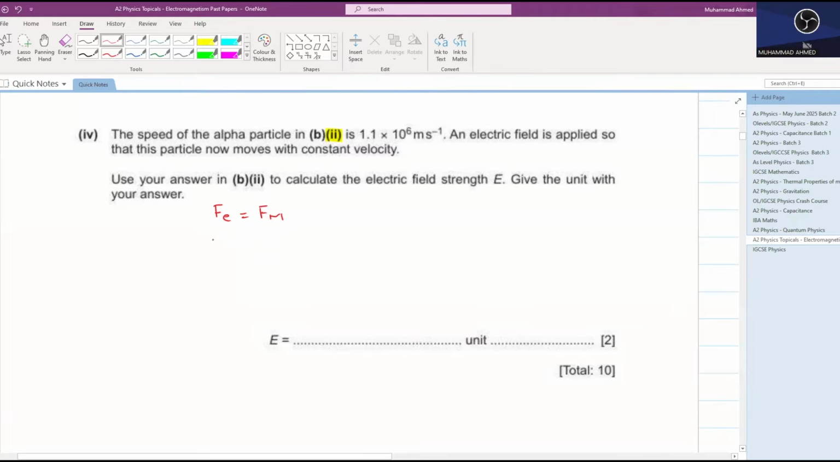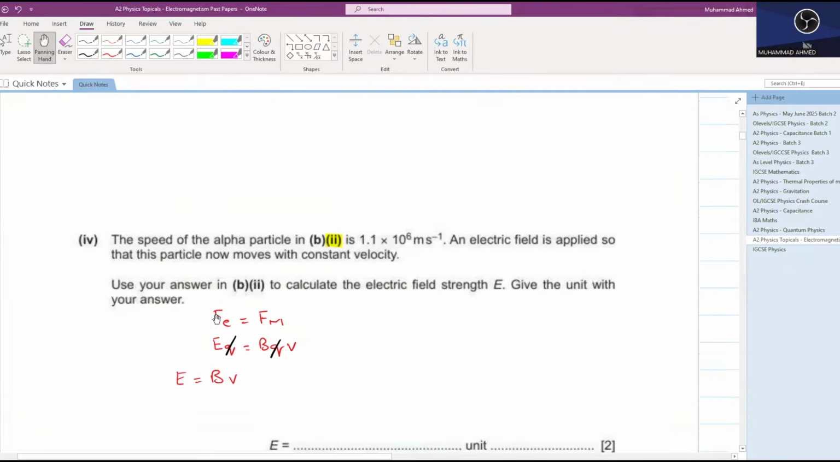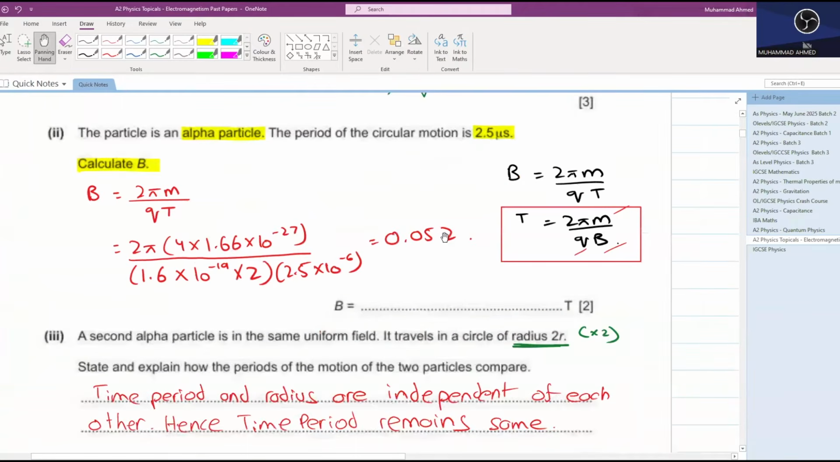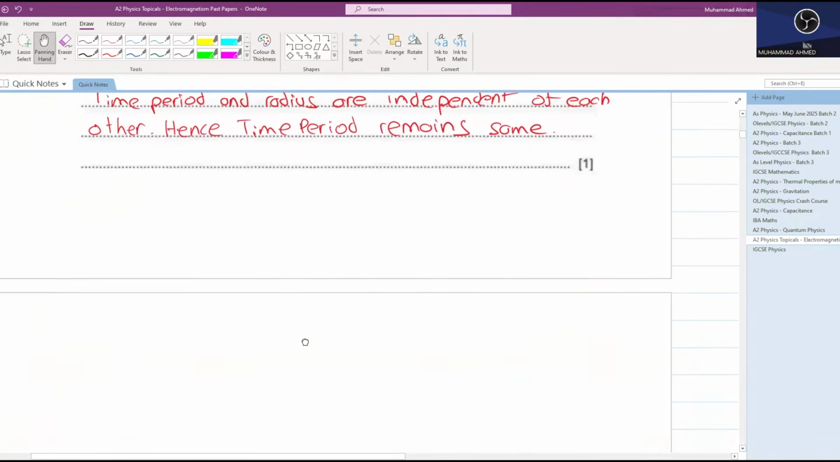What was the formula for electric force? Does anyone remember? Electric field strength into charge. What was the formula for magnetic force? BQV. Is there anything that is cancelling out? Q and Q get cancelled out. You have to calculate the value of E. E is equal to BV. What was your B coming out to be? B was coming out to be 0.052 Tesla.